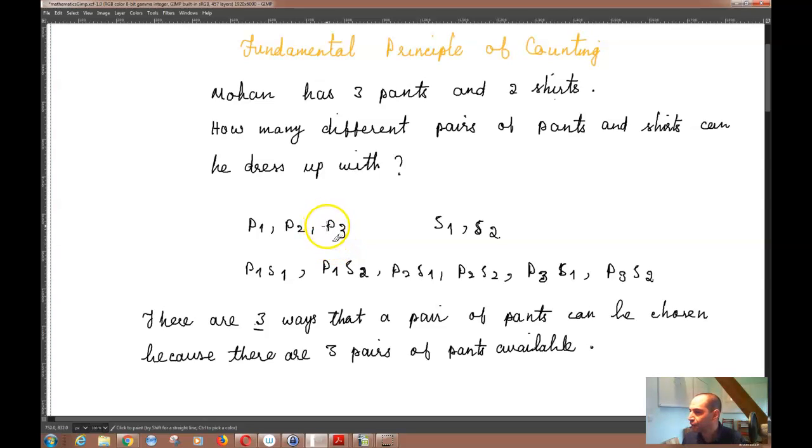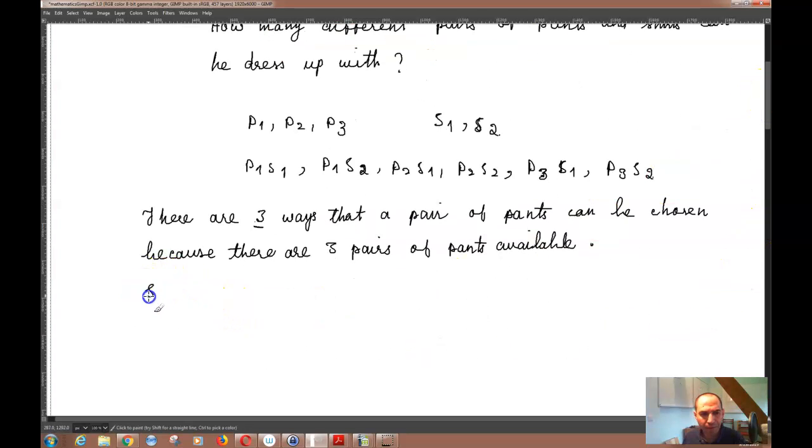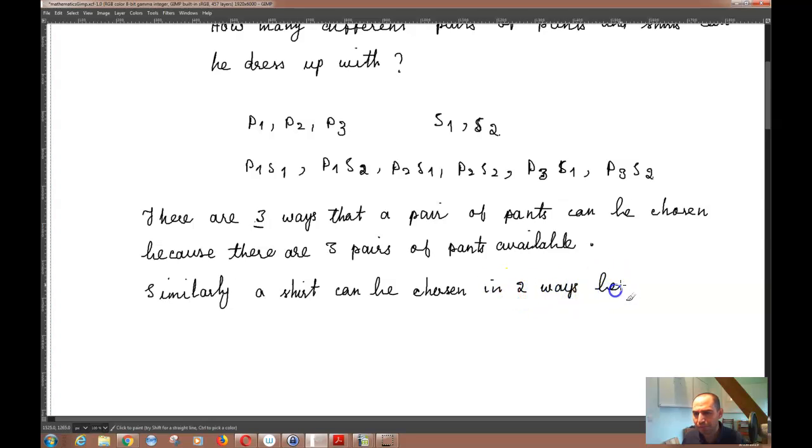And similarly, a shirt can be chosen in 2 ways, because there are 2 shirts available.